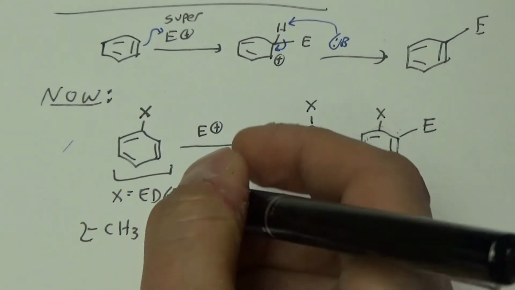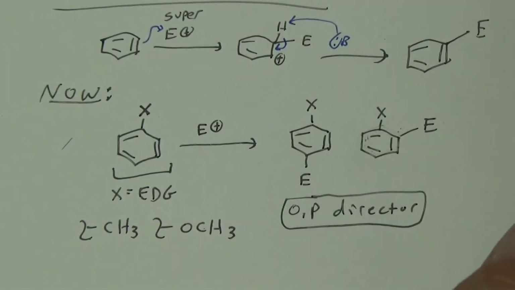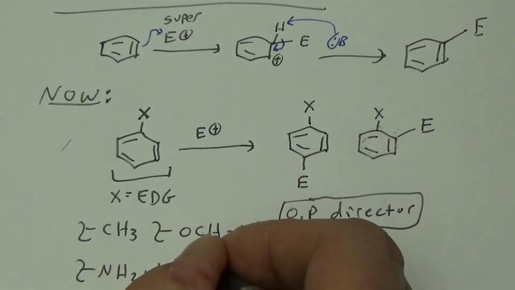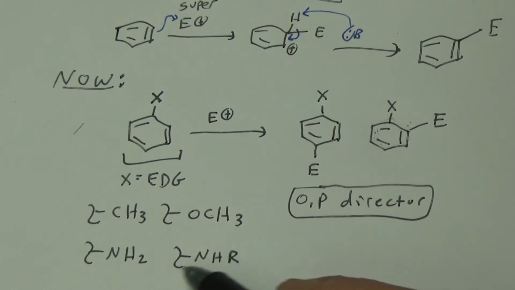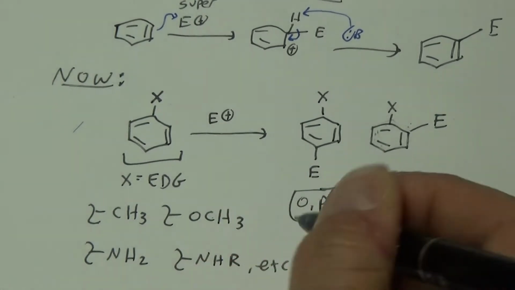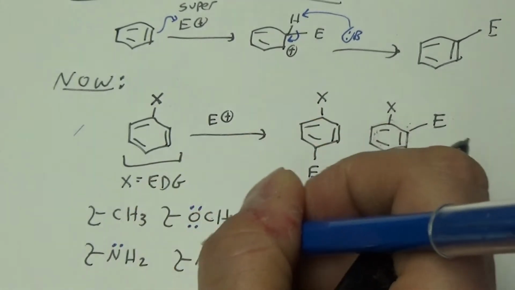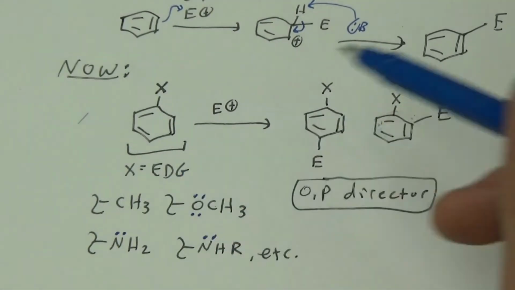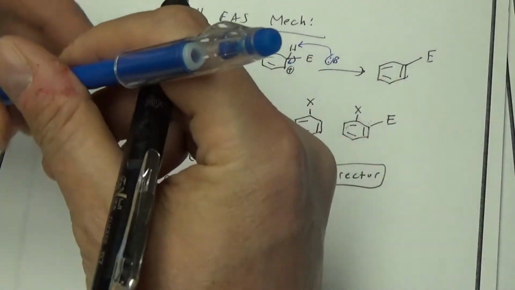Methyl, CH3. Methoxy, OCH3. Alright, there's a couple. Nitrogens, NH2. We'll say NHR, which kind of means nitrogen with a hydrogen and then some kind of R group. Just like variations of this general theme, nitrogens, etc. Okay. In general, all of these things have lone pairs. Right? Except CH3 does not have a lone pair, but it still acts kind of in this donating group type of thing.